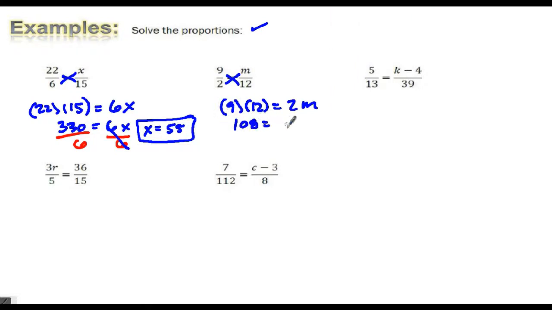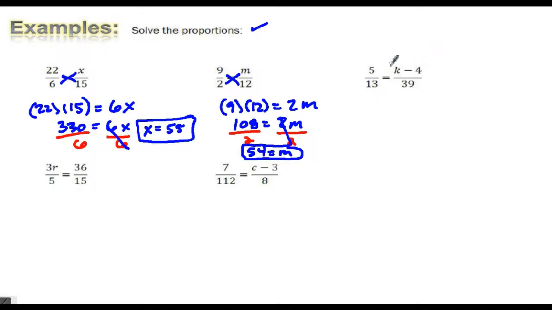So this is 108 equals 2m. Again, any number in front of a variable implies that it's going to multiply, so the opposite of multiplication is division, so divide both sides by 2. Now, I'm going to go a little bit faster than this. 108 divided by 2 is going to equal 54. So m is 54. You can check it in your calculator, but that is the right answer.